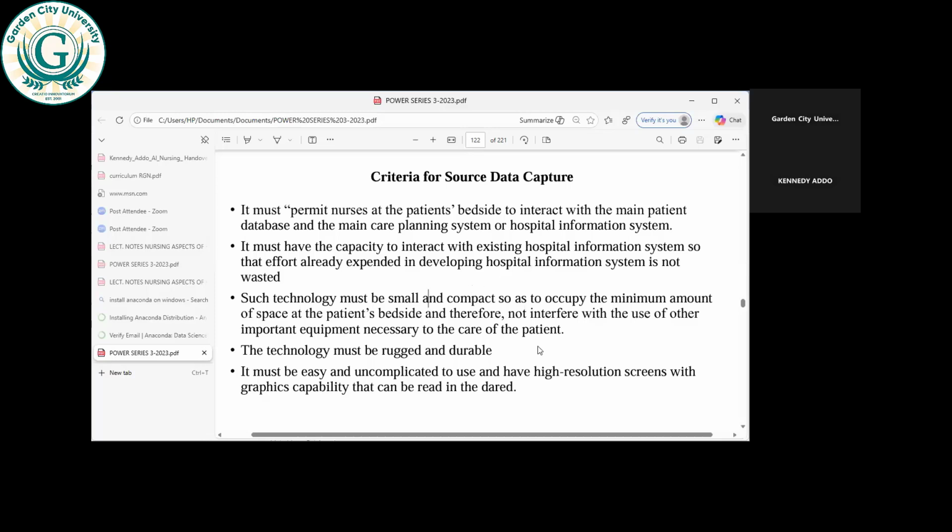environmental conditions. It must be easy and uncomplicated to use and have high resolution screens with graphic capability that can be read in the dark. What I mean here is that as you design these mini computer systems, you take into consideration the interfaces. Make sure that the screen has large resolution so that you can make out the content on the screen as it appears. As I've shown you in the slide, make sure that you see all the contents or relevant information on the system.